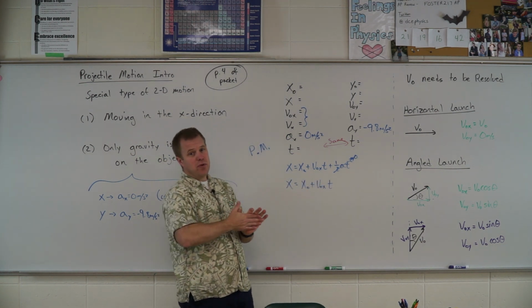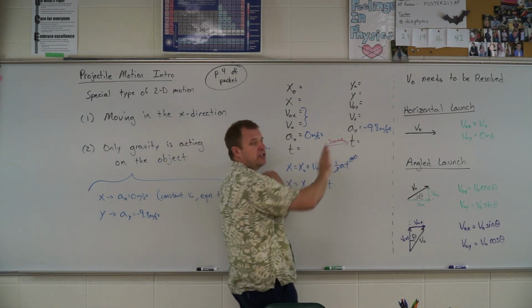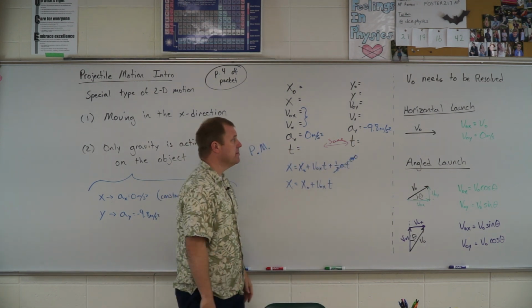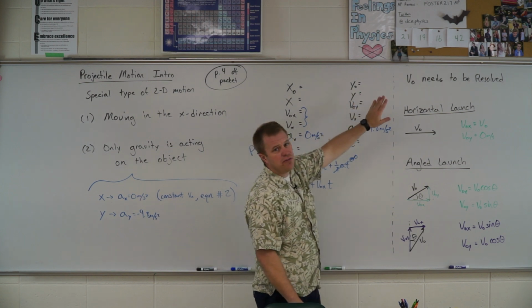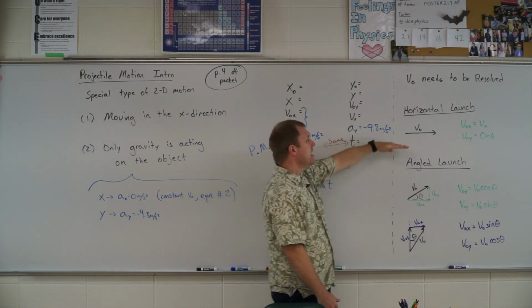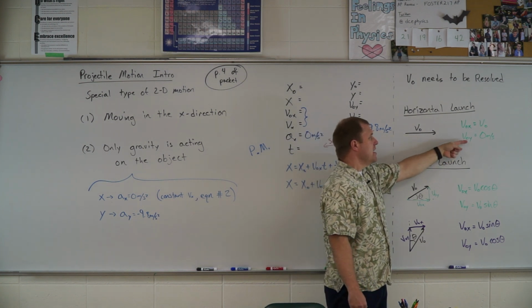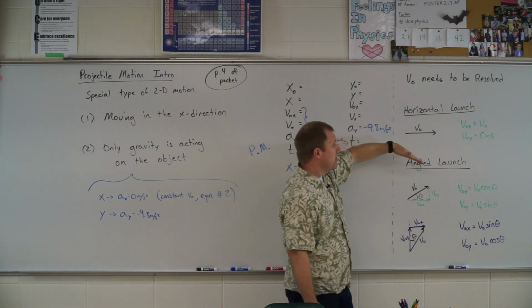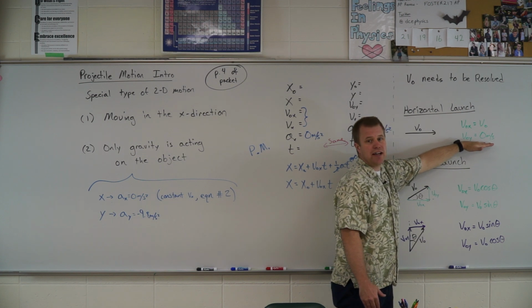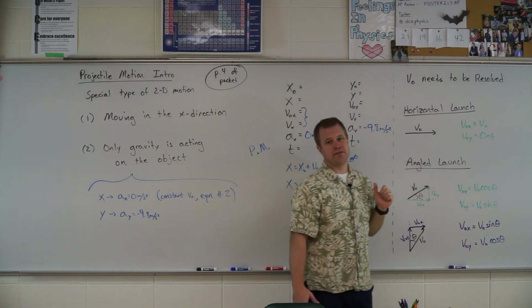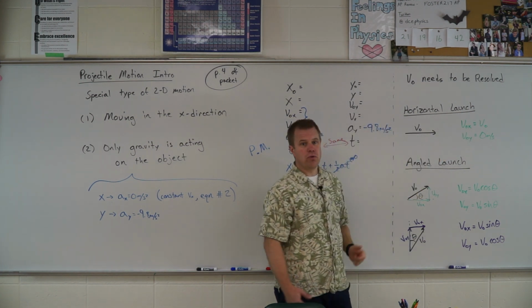Now whenever we do one of these, because we have to split it into an x and y problem, you are going to have to resolve the initial velocity into components. It's pretty easy if it's a horizontal launch, because all I need to do then is say that it's not moving up or down initially, so there's no vertical velocity initially, but there is a horizontal velocity initially, and it's equal to the whole velocity.